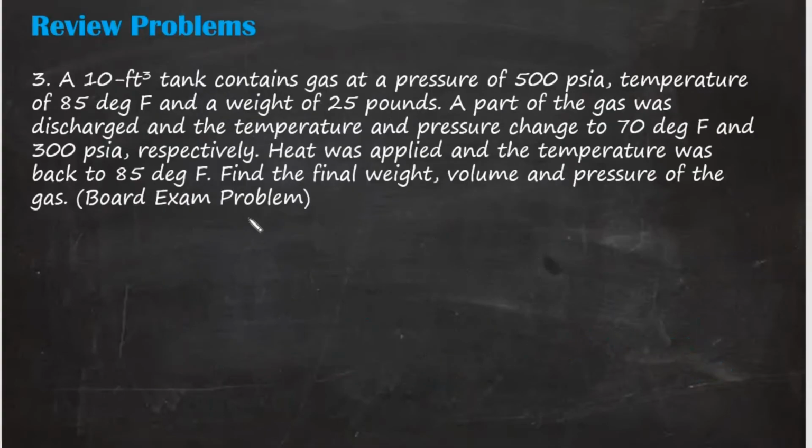So next, problem number 3, we have a 10 cubic foot tank contains a gas at a pressure of 500 psia. So here, because our given involves a tank, we can assume that we will have volume as constant, no? So since this is a gas, and a gas only takes the shape of its container, therefore the gas will always have a volume of 10 cubic feet. So 10 cubic feet. Pressure 500 psia.